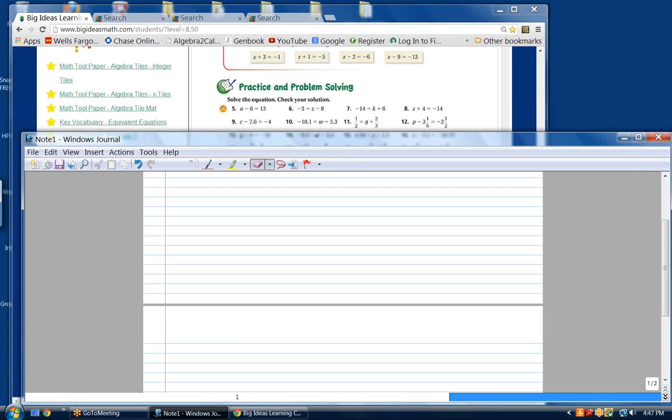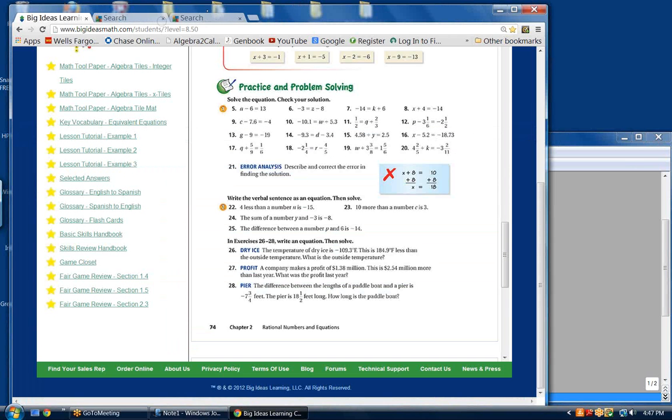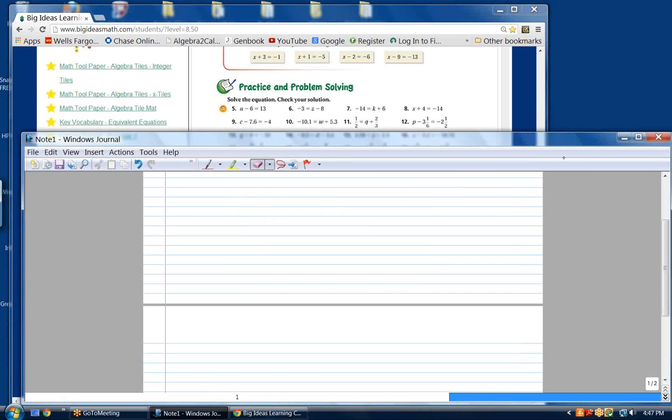Okay? So number 10, what are you going to do to both sides of the equation? Well, I think that's a plus. It is. Okay, so you would subtract 5.3 from both sides of the equation. Okay, good. And number 11, what are you going to do? On number 11, I think that's addition again. You would subtract 2/3 from both sides of the equation.